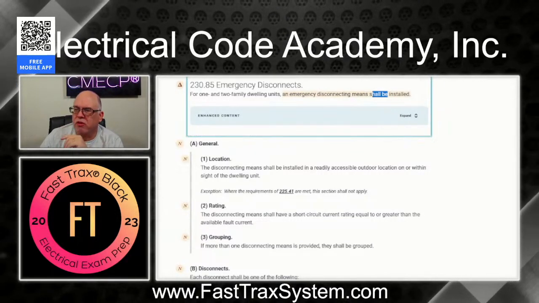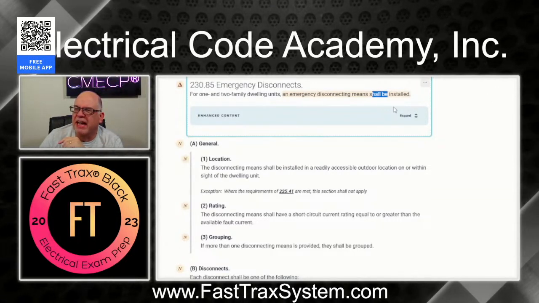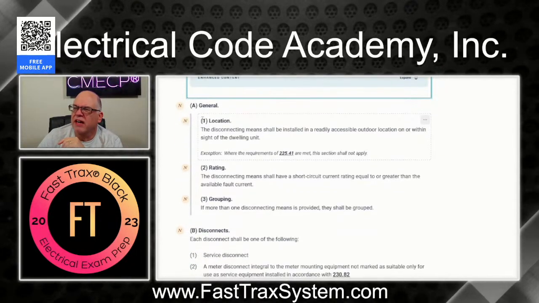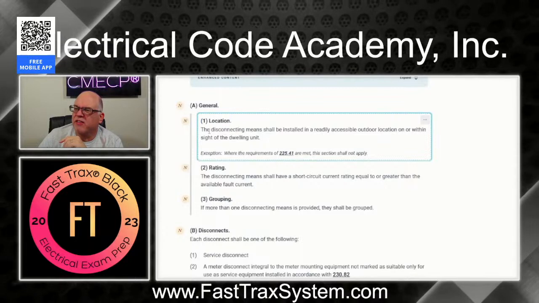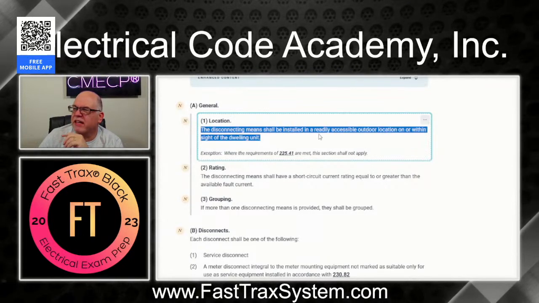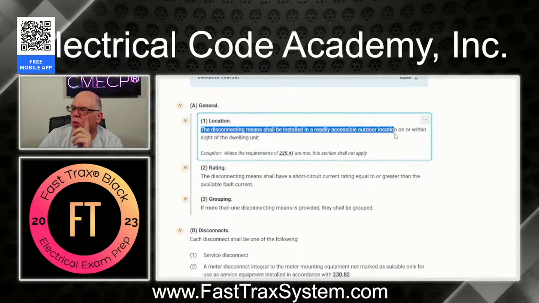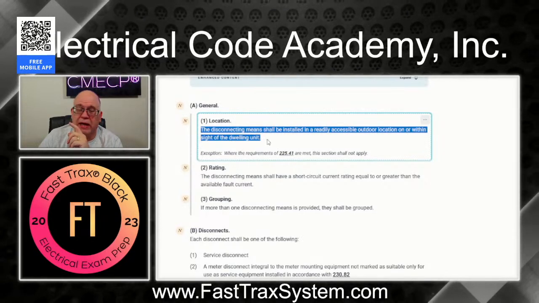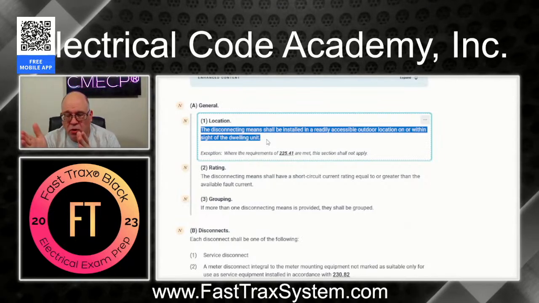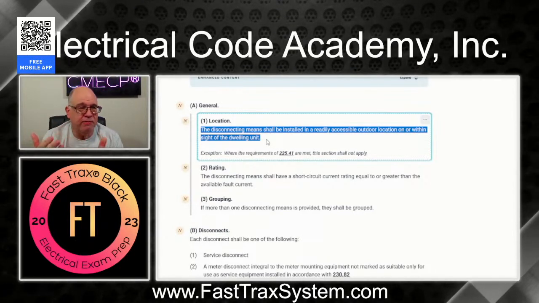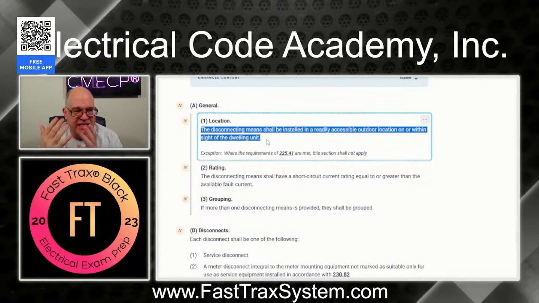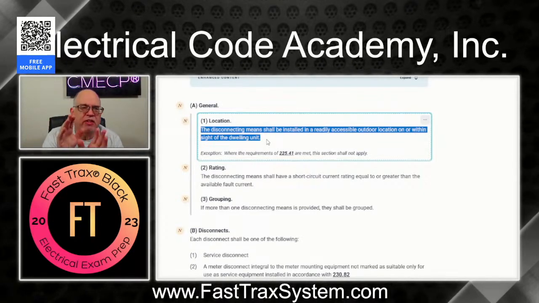All right, so let's look at locations where we've got to have this emergency disconnect. All right, here's the location. It says the disconnecting means shall be installed in a readily accessible location, outdoors, on or within sight of the dwelling. Okay, so on it or within sight. What is within sight? Within 50 feet line of sight, so you can see it. Okay. Now there is an exception.